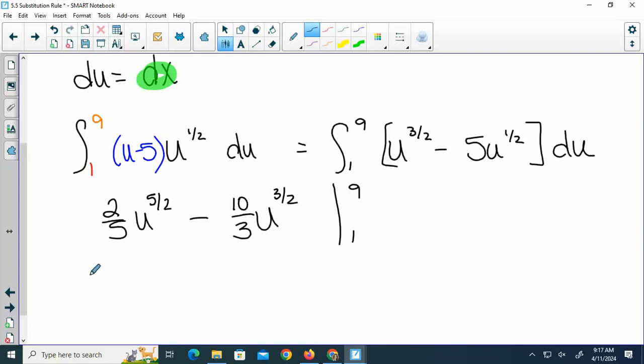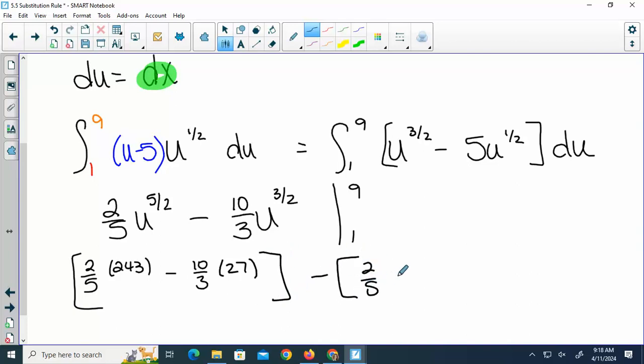Okay, now we evaluate. So we have 2/5. This one's not going to be beautiful. 9 to the 5/2 means the square root of 9, which is 3, to the 5th, which would be 243, minus 10/3. 9 to the 3/2, so square root of 9 is 3, cubed is 27. Minus, if you put in a 1, you get 2/5 minus 10/3.